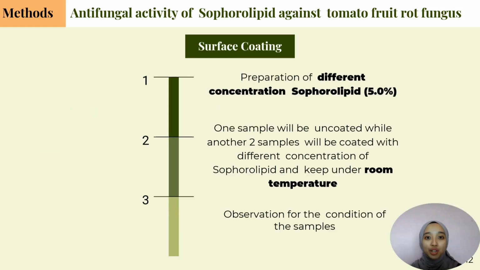For the second division, which is the surface coating, firstly, we prepared different concentrations of sophorolipid, in which for this experiment, we made maximum 5%. Next, the second step, there will be one sample uncoated, while another two samples will be coated with different concentrations of sophorolipid and we will keep them under room temperature. Finally, we did the observation for the condition of the samples.